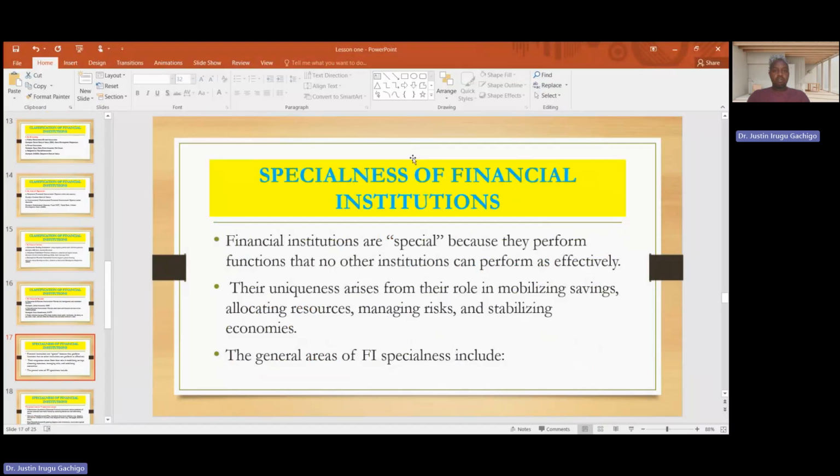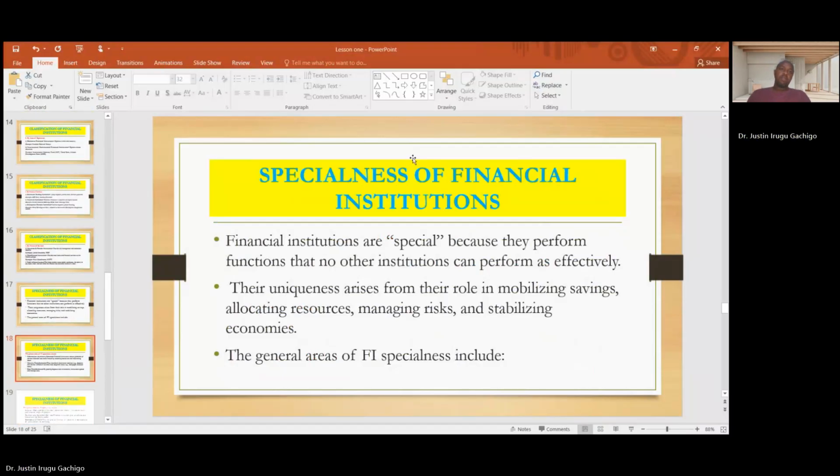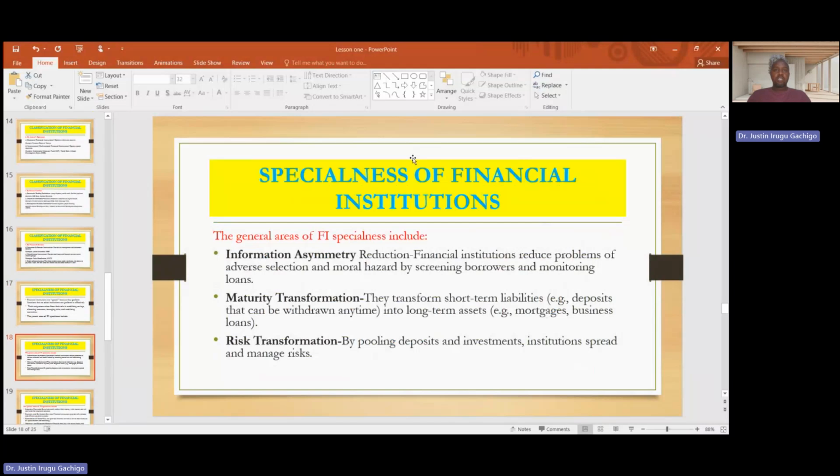The general areas of financial specialness include, one, information asymmetry. Information asymmetry is whereby we need to have the same information. So financial institutions help to reduce information asymmetry because they are able to collect information from borrowers and screen that information before they give loans.